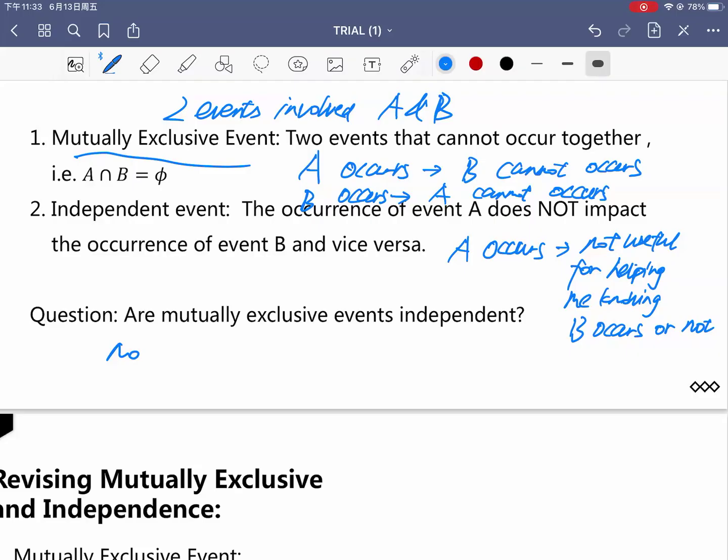So this is pretty much saying that by knowing whether A occurs or not, I know about B straight away. In mutually exclusive events, the fact that A has occurred already gives you useful information in predicting whether B occurs. But in independence, we require that it should not give you any information for predicting whether B occurs. Given that's the case, mutually exclusive events should not be independent events. Okay, so I hope this makes sense.